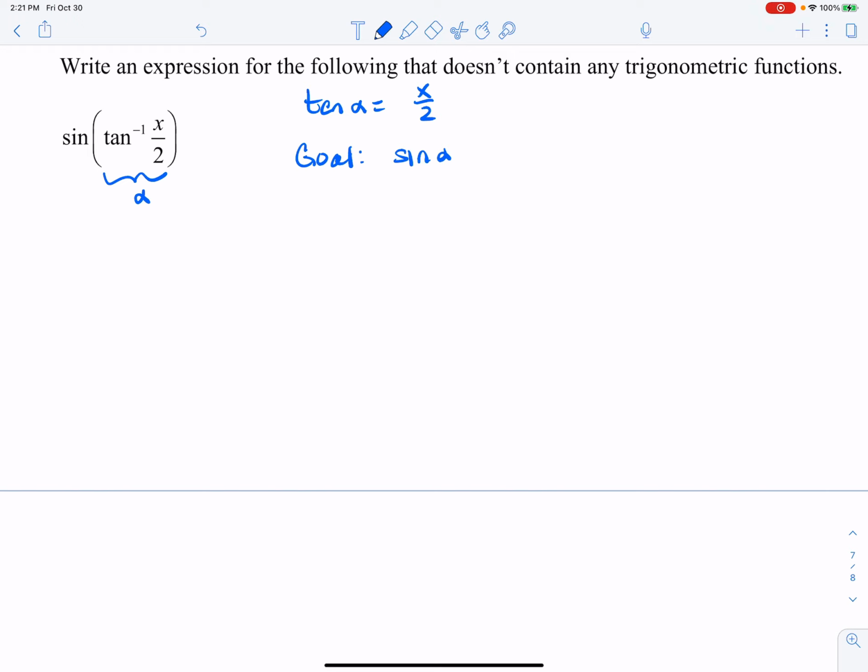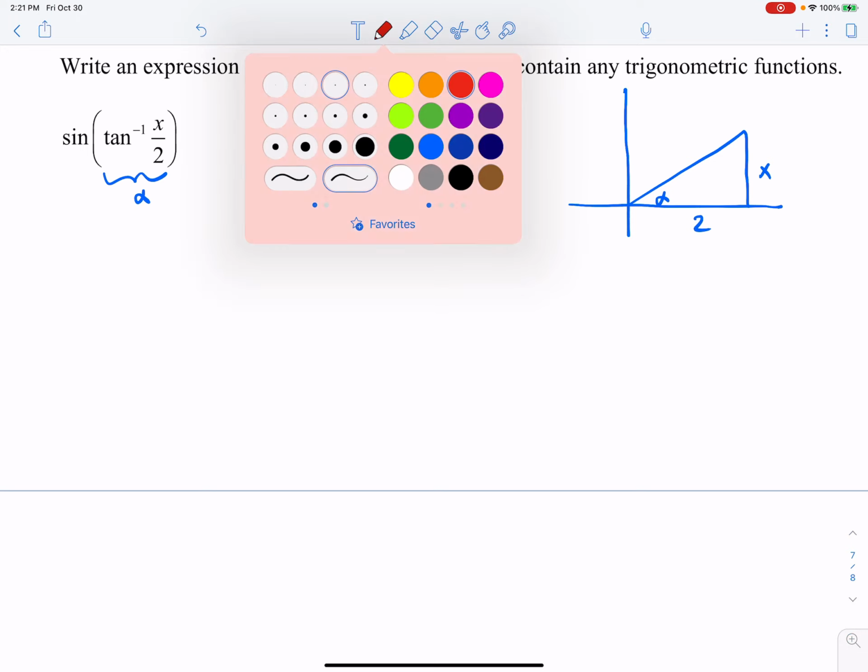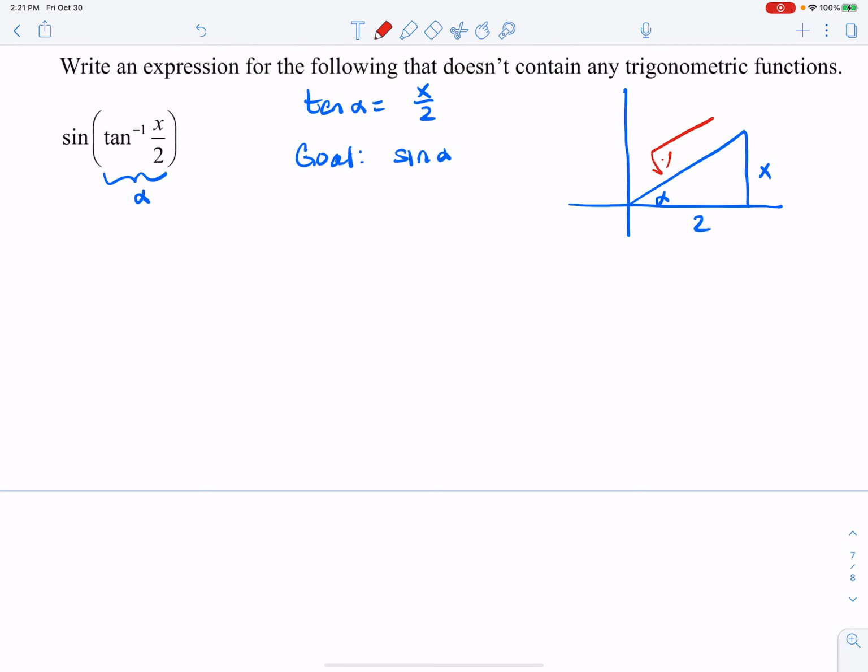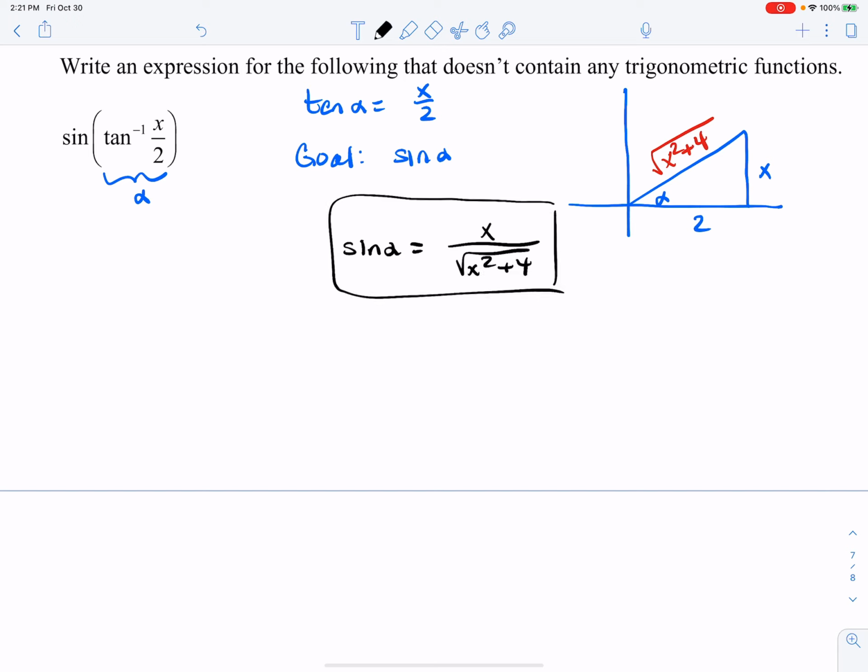And when you think about it, we've done this before. It's just not been presented to us this way. So I'm going to assume that we're in the first quadrant again. Tangent of alpha, well, alpha is the angle, so we have tangent opposite over adjacent. And if we do the Pythagorean theorem correctly, we know that this side's going to be x² plus 4 under a square root. And what that means is sine of alpha is x over the hypotenuse, square root x² plus 4. And there we have it.